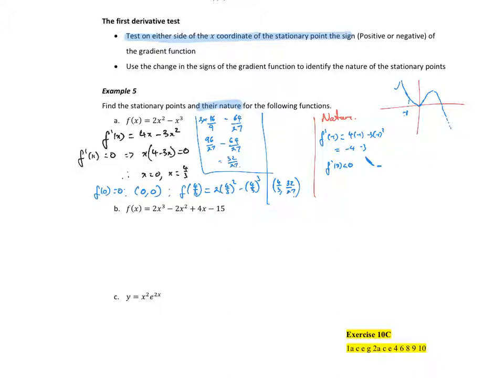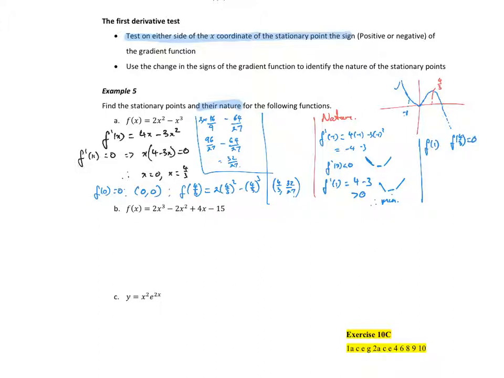So what we need to do is pick another value just to the right of that turning point. Now, given our other turning point is at 4/3, I need to pick a number less than 4/3. So if I pick f dash at 1, my derivative is equal to 4 minus 3, which is greater than 0. So I've got a negative gradient, zero gradient, positive gradient, therefore I have a minimum value there.